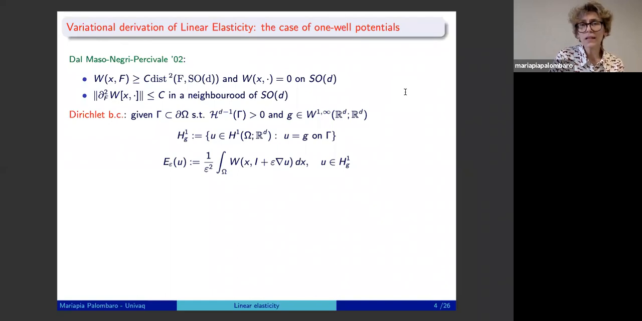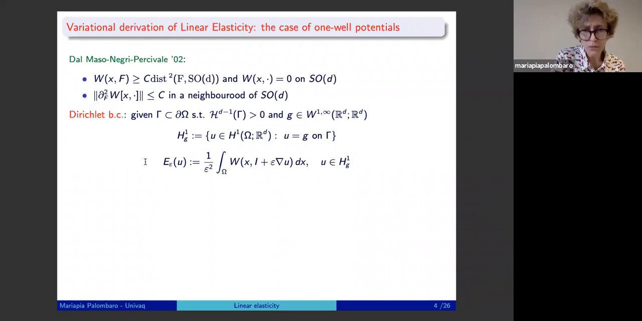In their result, they work with potentials that are minimized only on one well, which is the set of rotations. And the density of the energy is assumed to grow quadratically away from the set of the rotations, okay? And it vanishes only on the set of rotations. Then some regularity is assumed in the neighborhood of the rotations.